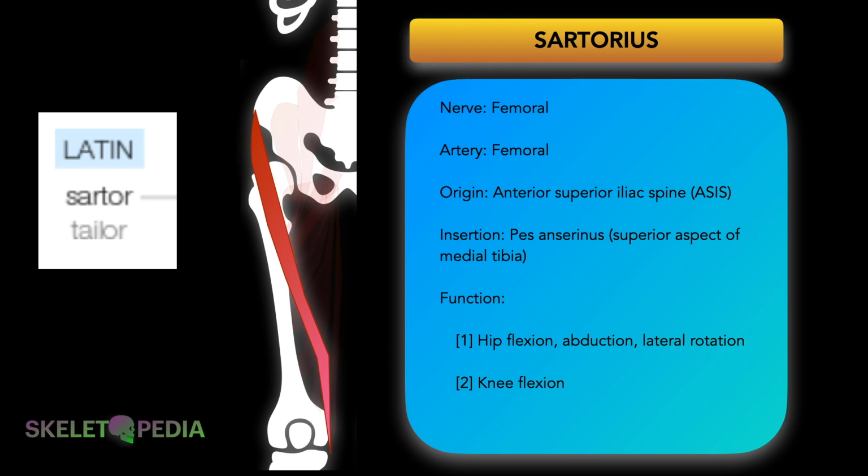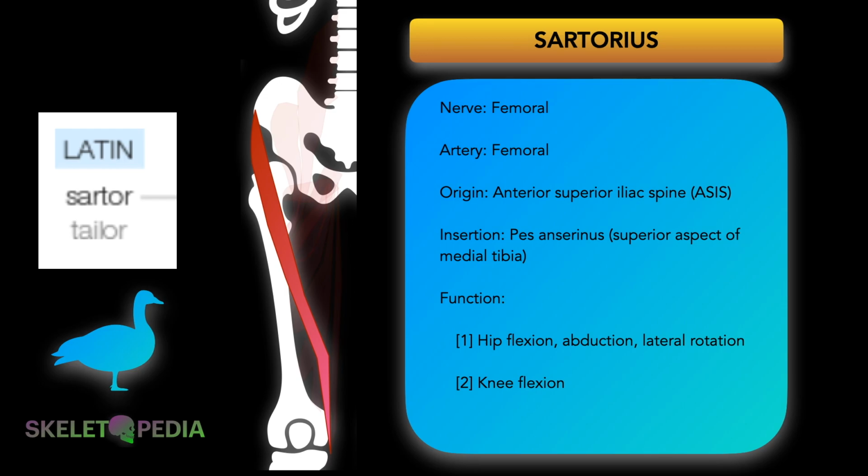The Sartorius is innervated by the femoral nerve and supplied by the femoral artery. Its origin is from the anterior superior iliac spine, and it inserts in the pes anserinus. Remember, this is called the goosefoot. You can check out our other videos on the medial and posterior thigh compartments where some of the other muscles insert here.